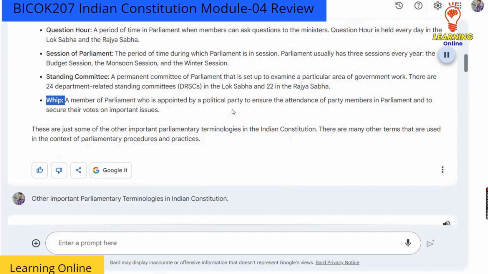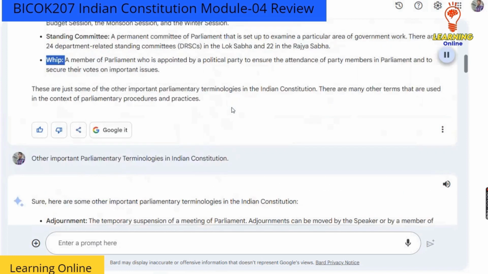Whip, a member of parliament who is appointed by a political party to ensure the attendance of party members in parliament and to secure their votes on important issues. These are just some of the other important parliamentary terminologies in the Indian Constitution. There are many other terms that are used in the context of parliamentary procedures and practices.